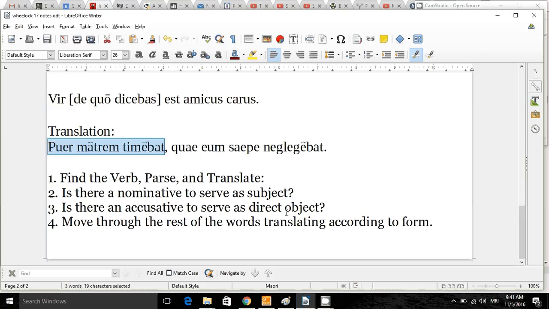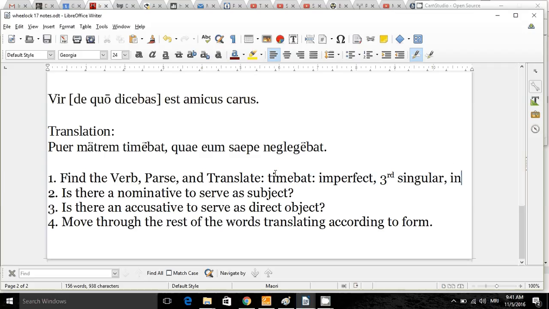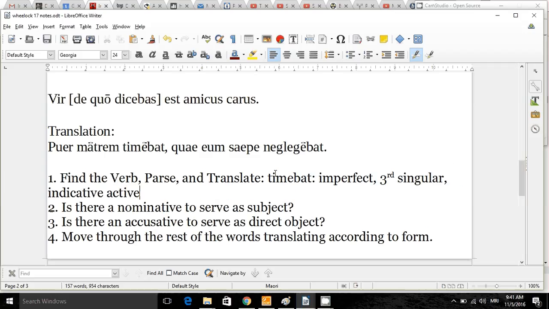Puer matrem timebat. My verb is timebat. That bat ending tells me I'm in the imperfect. It's obviously third singular. And right now we're only dealing with the indicative and active. So he, she, or it was afraid, or feared. Let's make it feared. Is there a nominative for the subject? There sure is. Puer.